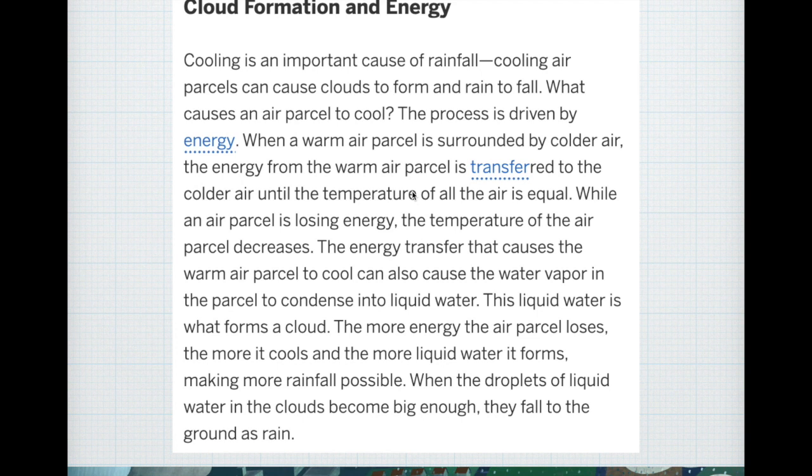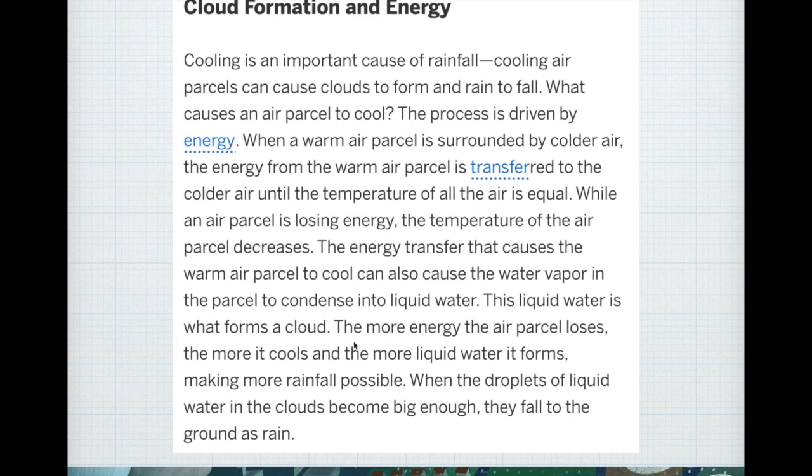Now, you don't have to go and pull up the article. I pulled up the portion that I'm really interested in, and it's the last excerpt on the bottom of the article, and it's called Cloud Formation and Energy. Now, if you need to pause just to reread this section, go ahead and do so, but I'm going to be moving on to this section right here. The last couple sentences here.